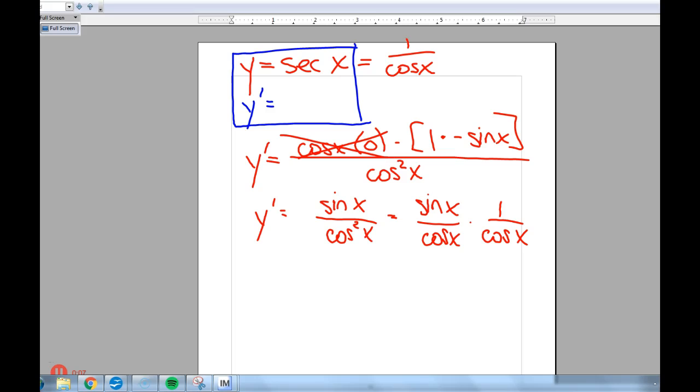What is sine over cosine? That's tangent. What's 1 over cosine? Secant. So the derivative of secant is tan x sec x. Got a little carried away with my box. A little excited.